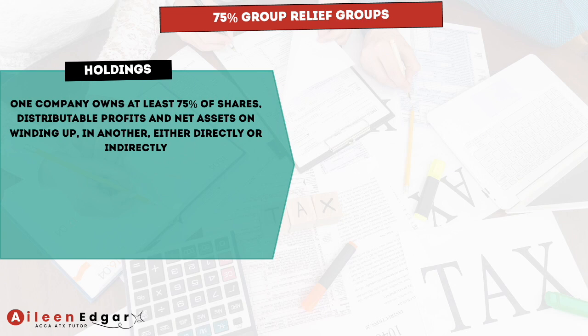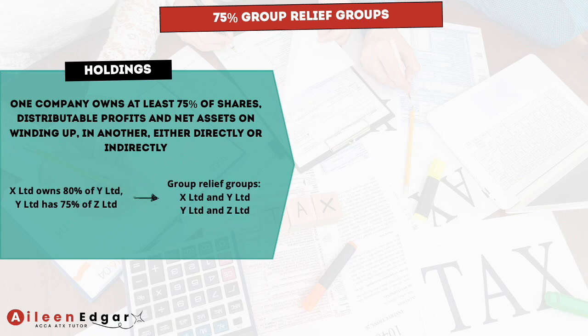So a company, which we'd call the parent company, has a 75% subsidiary if it owns, directly or indirectly, at least 75% of its ordinary share capital, and it's got the right to 75% or more of its distributable profits, and the right to 75% or more of its net assets on a winding up. More commonly, you're just going to be looking at the percentage holding of ordinary share capital.